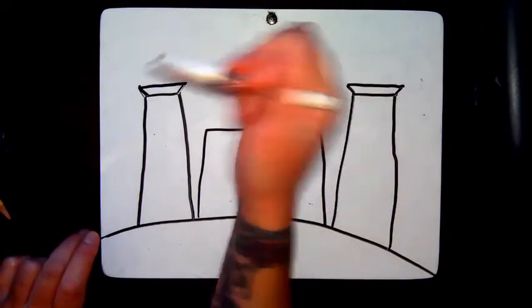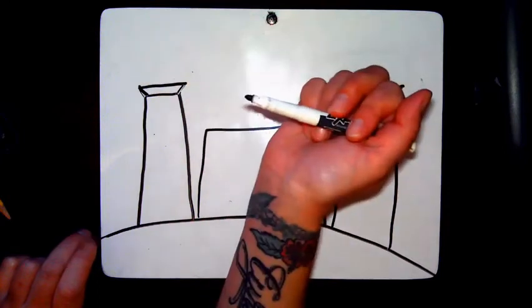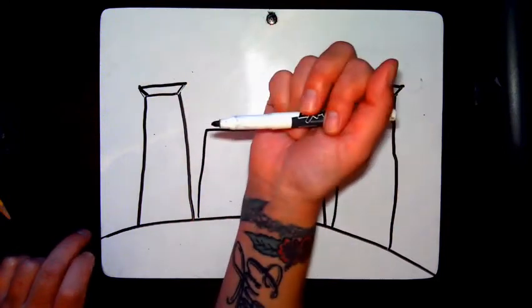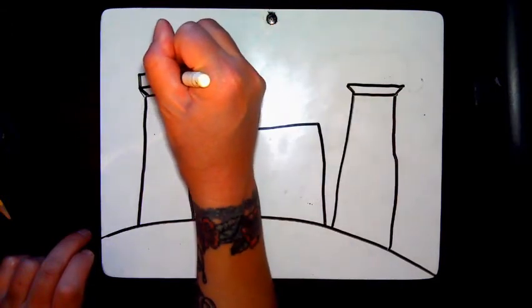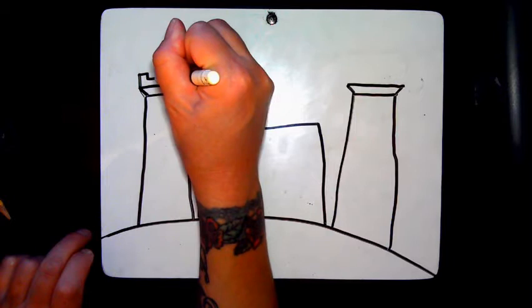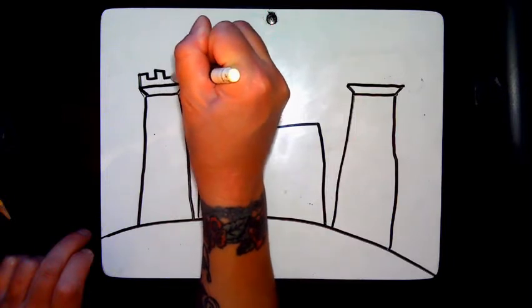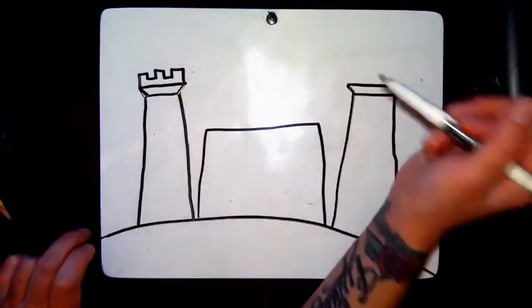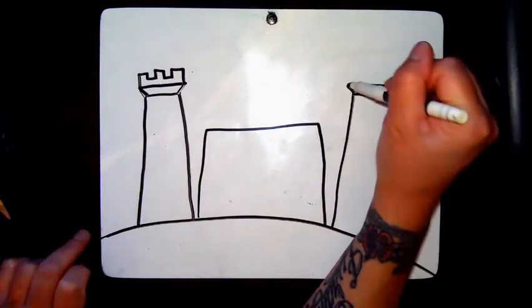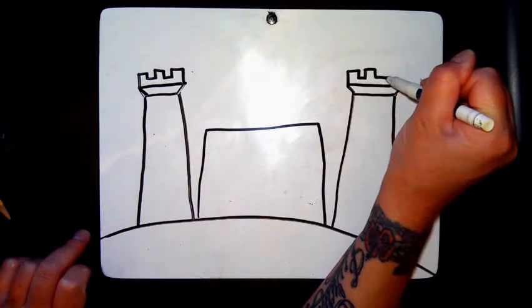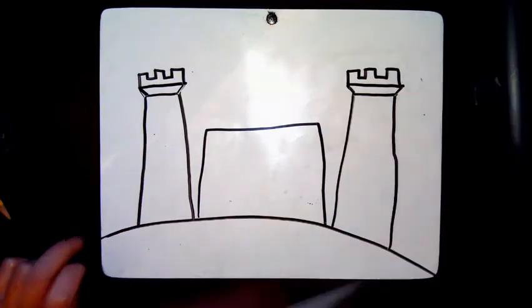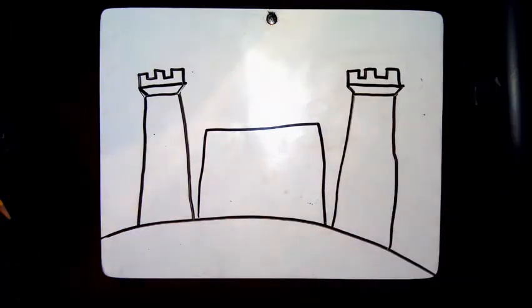Okay, I'm going to do three little tops to these little towers. Just watch me, okay? They're little squares. Up, over, down, over, up, over, down, over, up, over, down. I'll repeat that same pattern on the other side. Up, over, down, over, up, over, down, over, up, over, down. So cute, right?